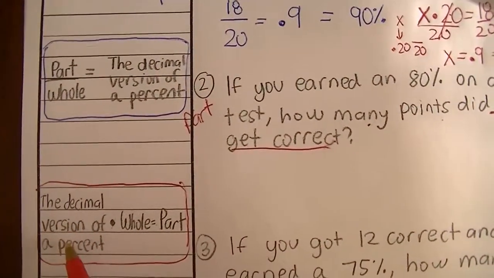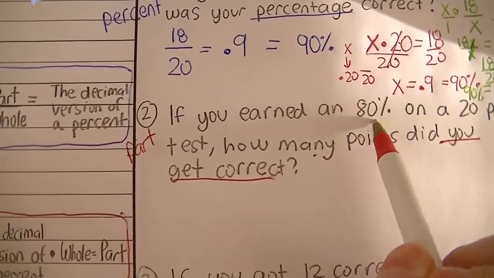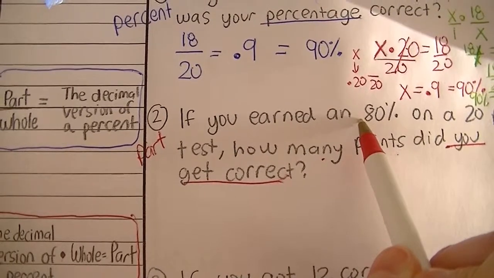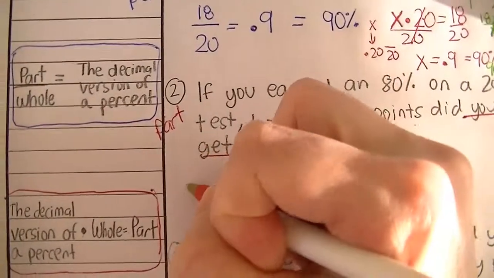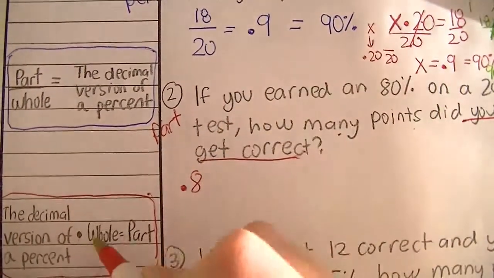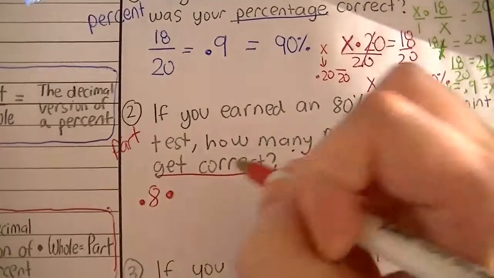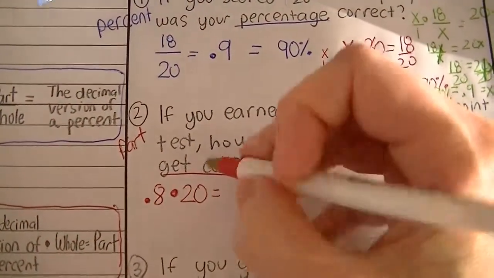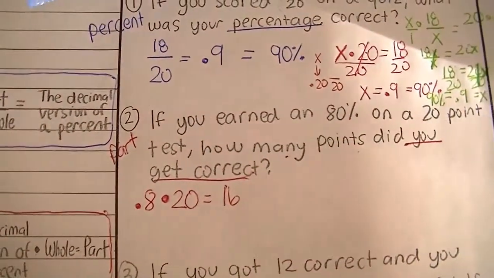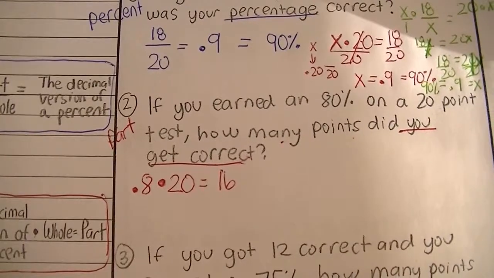So I'm going to give myself a little bit more room right here. But I'm going to start with the decimal version of the percent. So 80%, you should know that converts into 8/10, or you could say 80/100 as a decimal, okay? So I'm going to write that right there. And then we have to multiply it by the whole. So the whole test was 20 points, okay? And when you go 8/10 times 20, you get 16. You would get 16 points correct. All right.